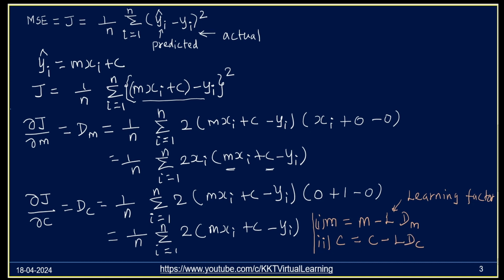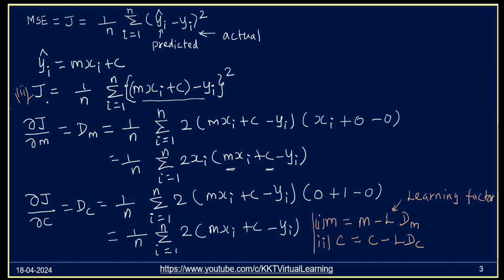After finding out the new values for m and c, you substitute those values here and calculate error. If the error is not very small or zero, use these new m and c values. You put it here and find out dm and dc, and use those dm and dc here. You will get another new value for m and c. Now use those two m and c values, find out the error.